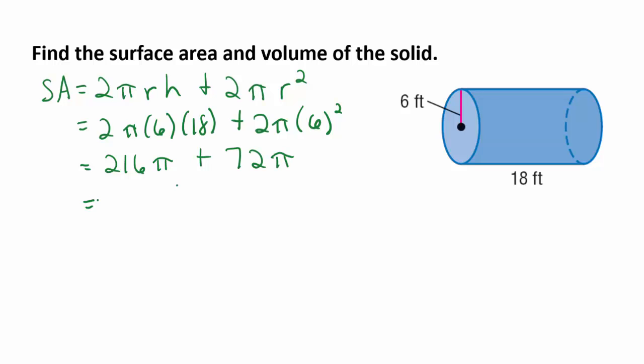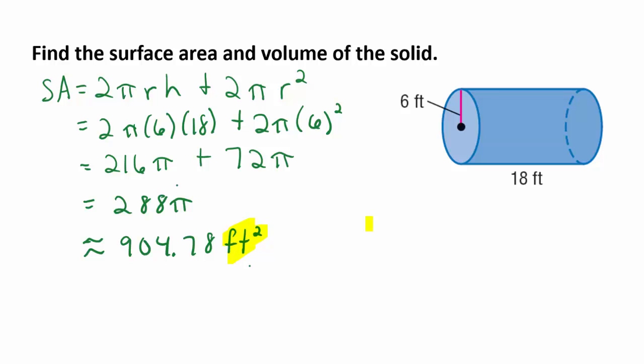Now we add those two together. 216 pi plus 72 pi is going to be 288 pi. We multiply those, that's going to be approximately 904.78 feet squared. Okay, remember, it's an area. We've got to use feet squared.